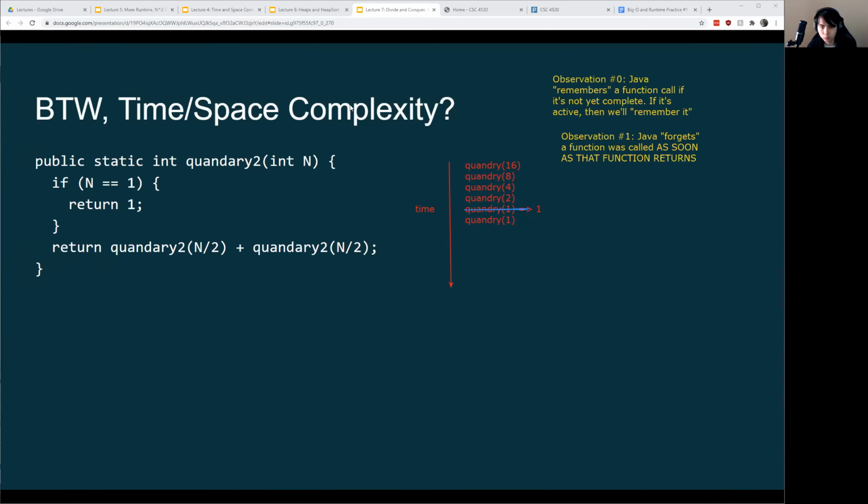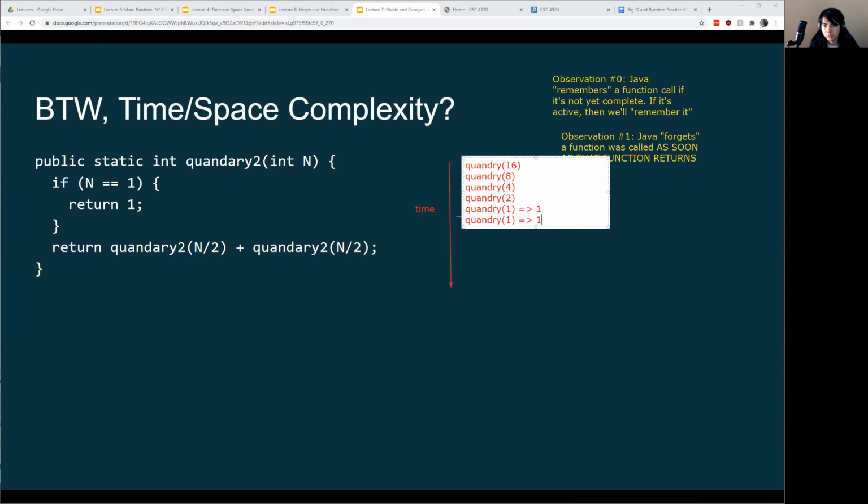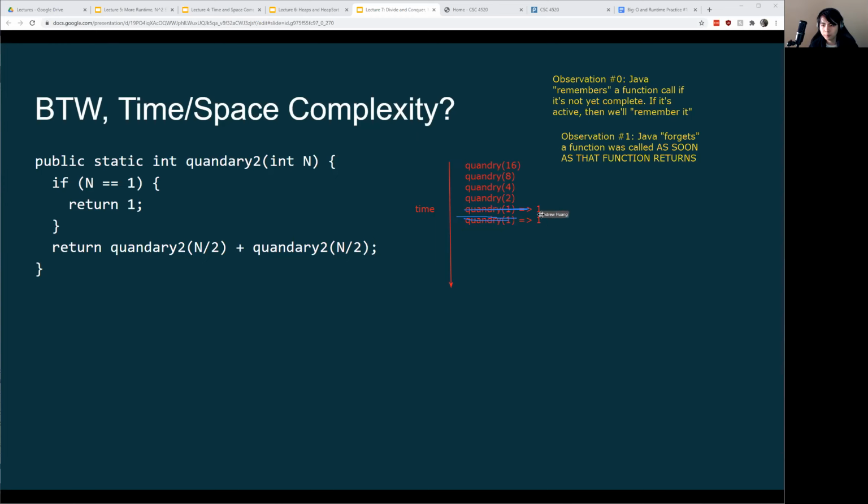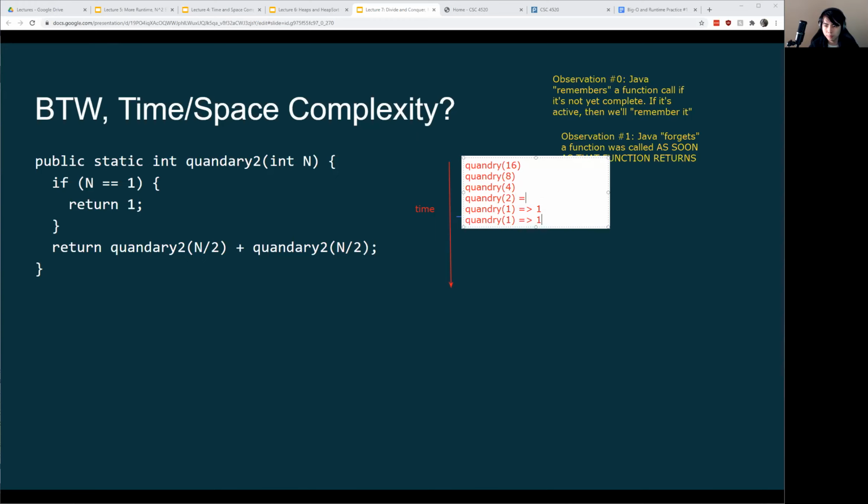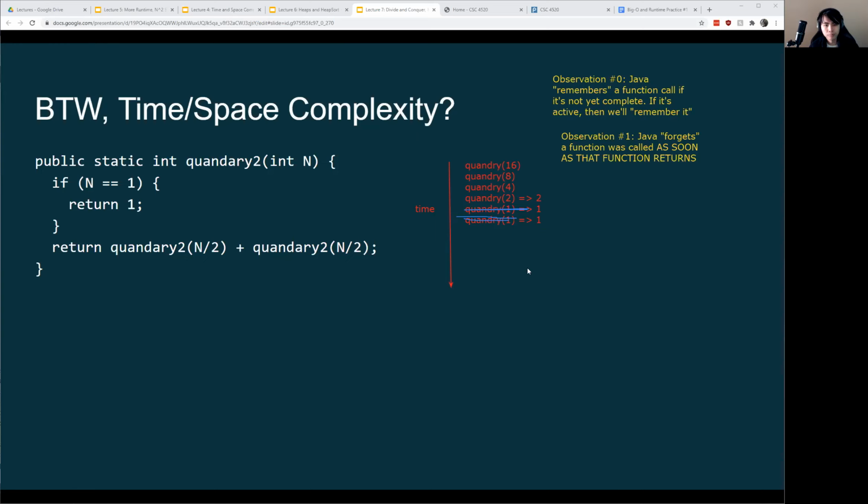And that costs us space. We're trying to answer the space complexity question right now, right? And then at some point, we're going to be done with this quandary of 2. Quandary of 1 outputted, in this case, 1. And then that means we have 1 plus 1 here for quandary of 2. When we're calling quandary of 2, we can do 1 plus 1 because that was the answer from quandary of 1, and that was the answer from the other quandary of 1, and we get 2 here. Okay? That means once we get a return value here, we're just done with calling quandary of 2.